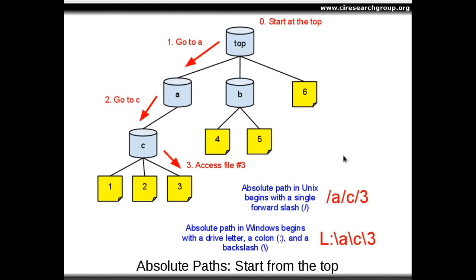Absolute paths on any file system start at the top. Absolute paths are a way of giving us directions to get to a specific file starting from the very top of the file system. So, if I have the absolute path /A/C/3 on a Unix system or on a web page, or on a Windows system if I have L:\A\C\3, these are ways of telling me to start at the top of my file system, go to A, then go to C, and then access file number 3.